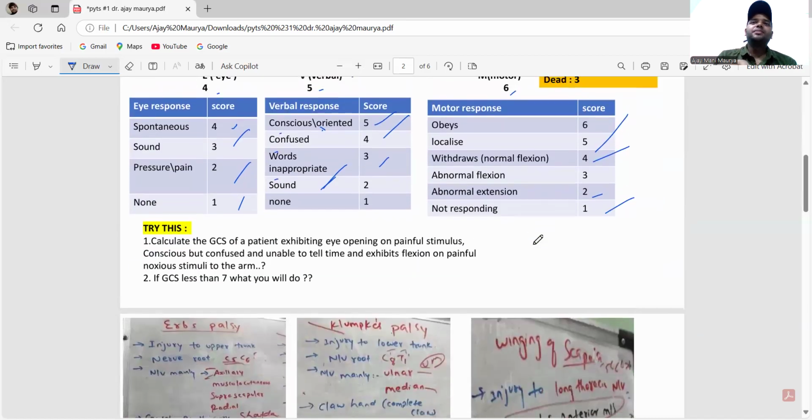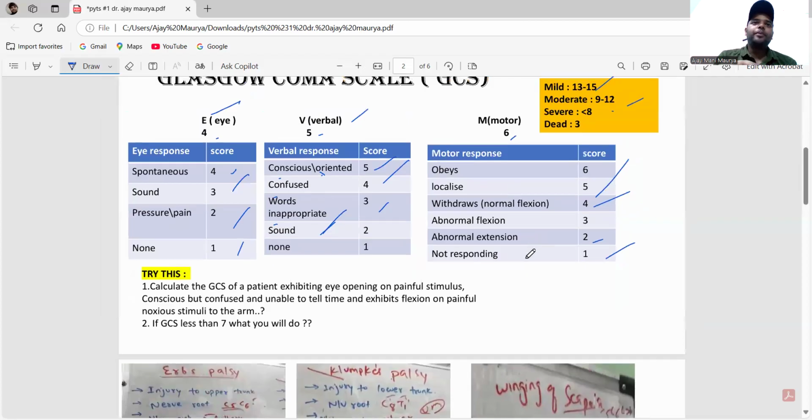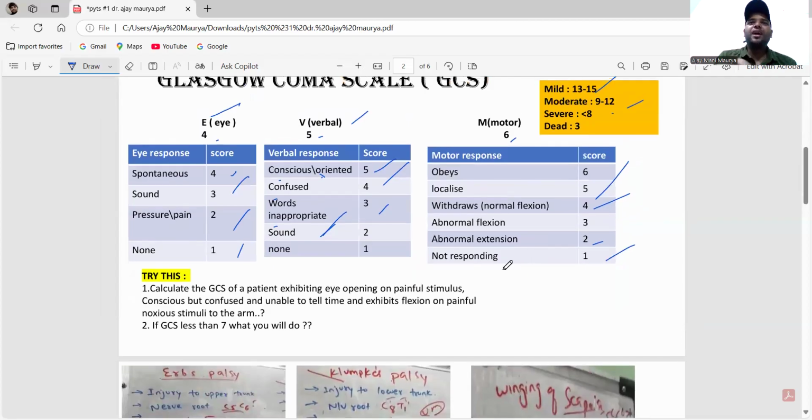Guys, please try to solve this question. Calculate the GCS of the patient exhibiting eye opening on painful stimulus. How much? This is 2. Confused, how much? 4. Exhibits flexion, normal flexion is 4. How much? 2 plus 4 plus 4, that is how much?